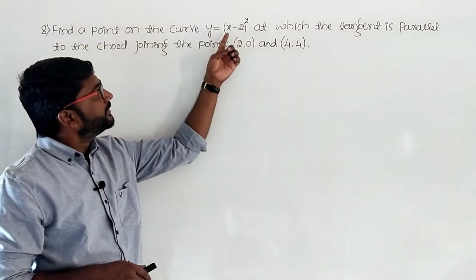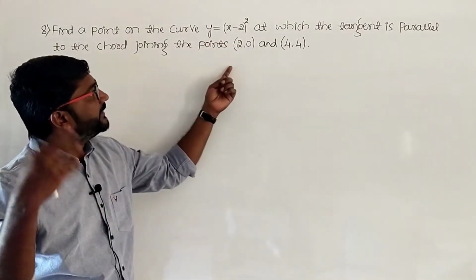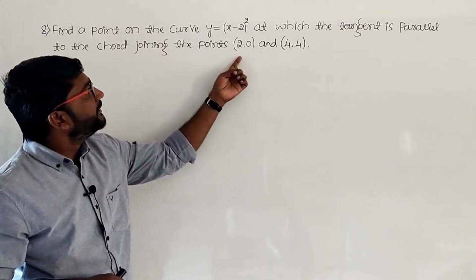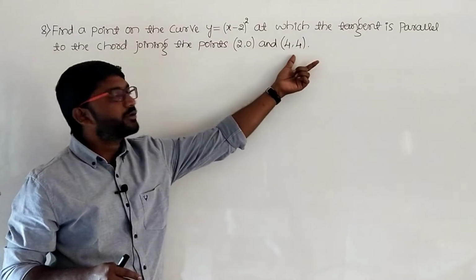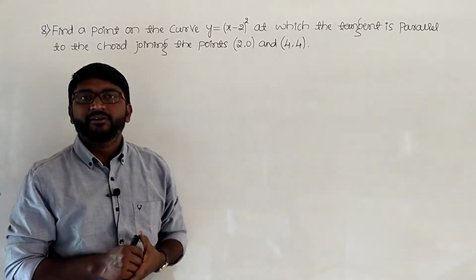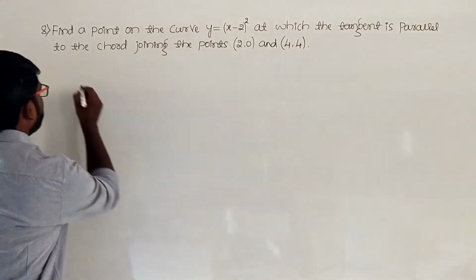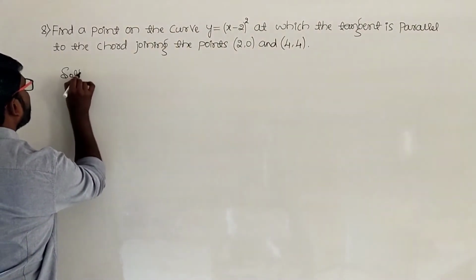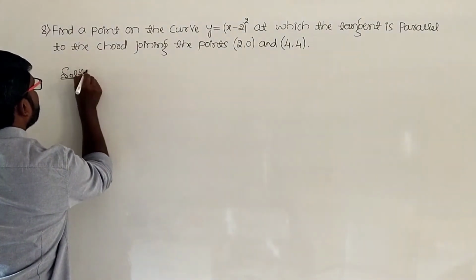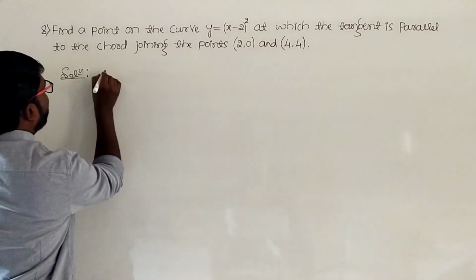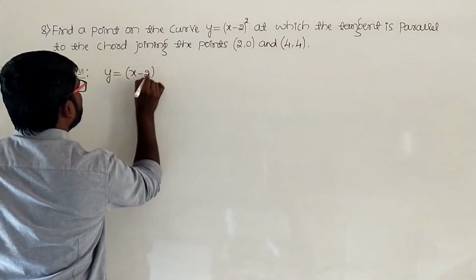So first we will have to differentiate this with respect to x so that we get the slope of the tangent, and then later we will have to find the slope of the chord joining the points (2, 0) and (4, 4) using the y2 minus y1 divided by x2 minus x1 formula. Let us take up the given curve. It is y equals (x minus 2) the whole square.